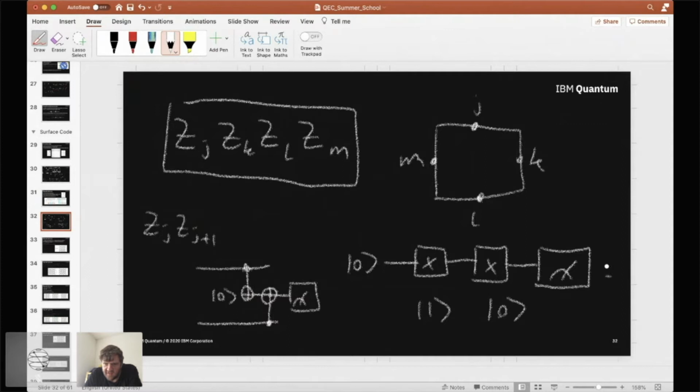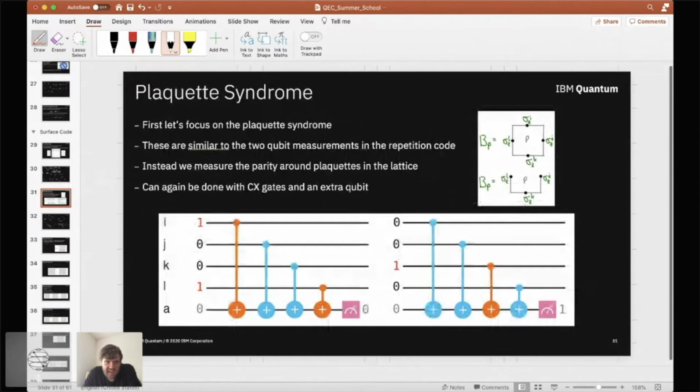And what we indeed find is, in any case where we have an even number of 1s, we get an even number of flips, and so we get a 0. However, in the other case, whenever we have an odd number of 1s, we get an odd number of flips. So in this case, we have 1, 1, we get 1 flip, and therefore the ancilla comes out as 1. So the outcome of this measurement, whether it's 0 or 1, is telling us about whether we have an odd or even number of 1s around the plaquette.